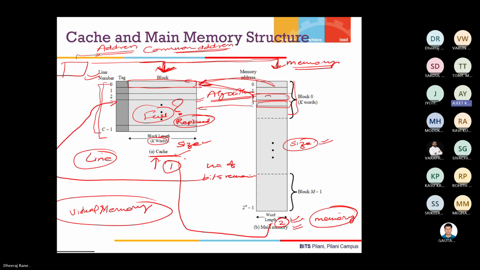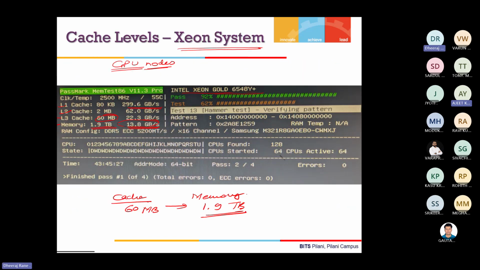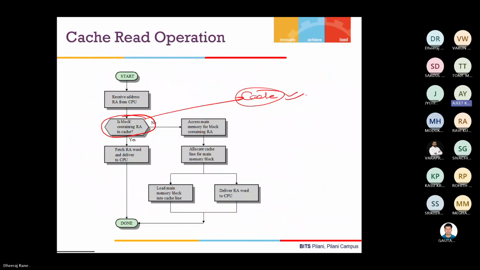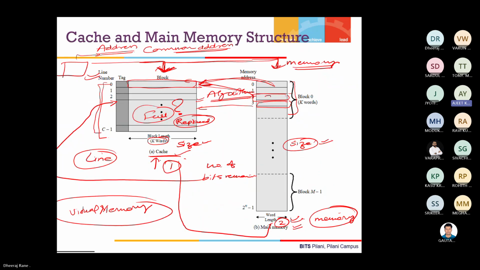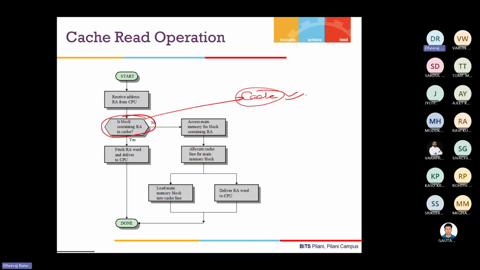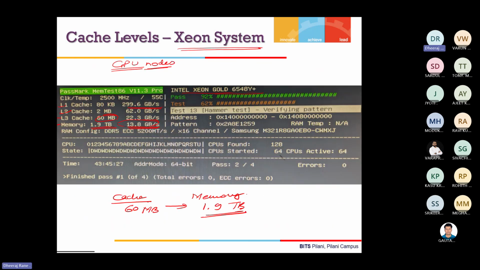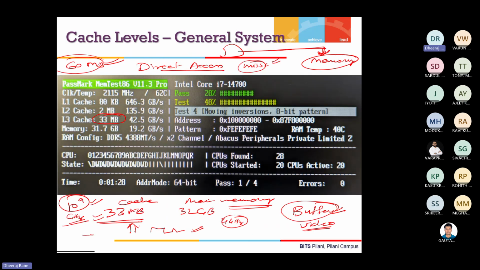Ajit, you are saying something? Yeah, one more question on the previous slide. Can you go to that? How do we decide the L1 size, L2 size? How are these numbers like 80 KB, 2 MB decided?